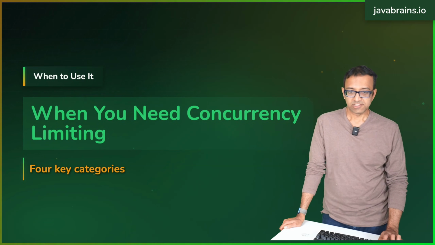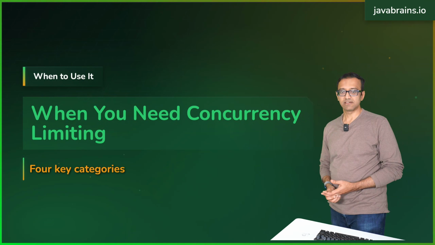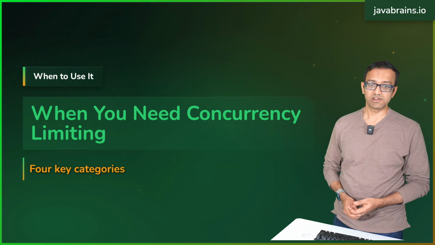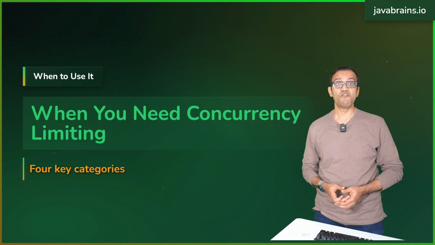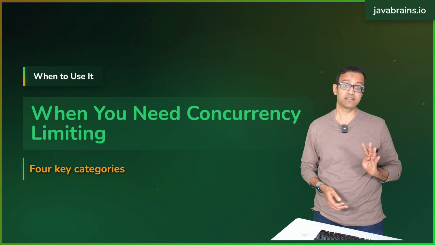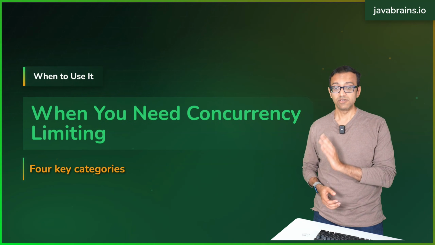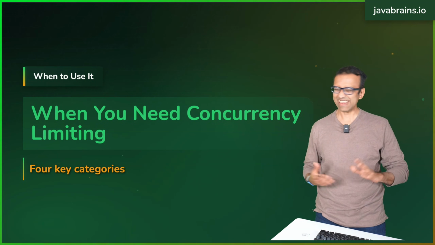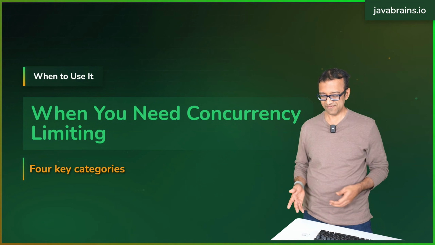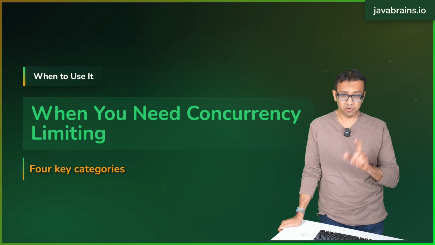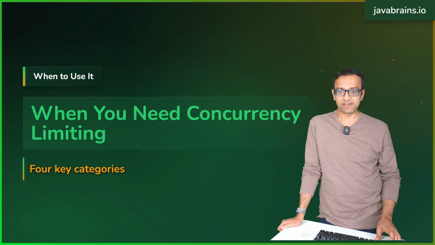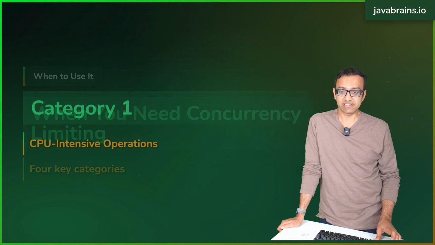All right. So when do you use concurrency limiting? That's the goal for this workshop. That's what Spring has introduced. When do you use it? There are 4 categories of operations where you would need to use concurrency limiting. Technically 3, but well, we'll see. I'll walk you through each of them. What are the different factors? What are the different use cases?